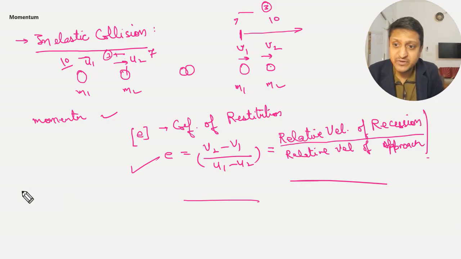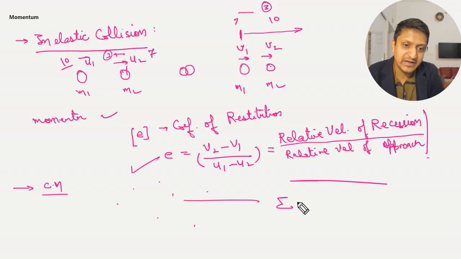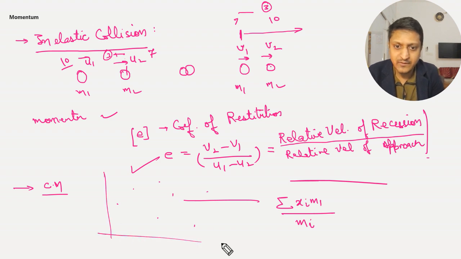And the next topic given in your book is center of mass. In this topic there is just one formula: whenever the mass is discrete, we take the summation of the values, suppose xi into mi, divided by the total mass. So the center of mass can be calculated with this.